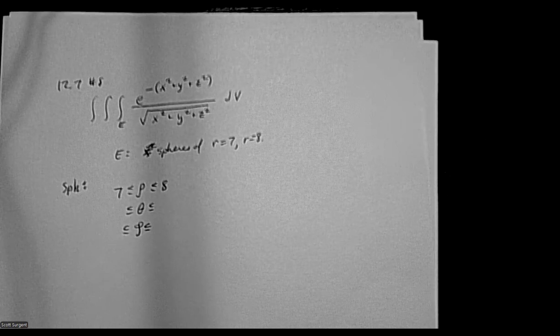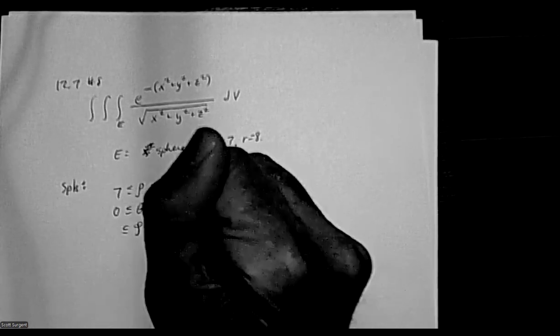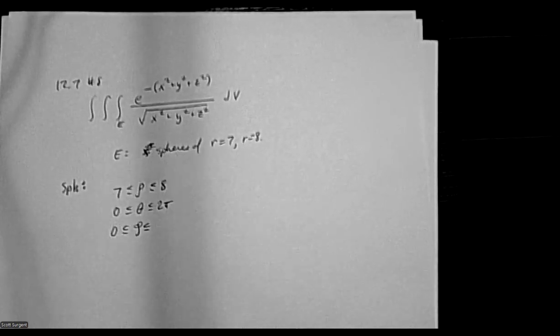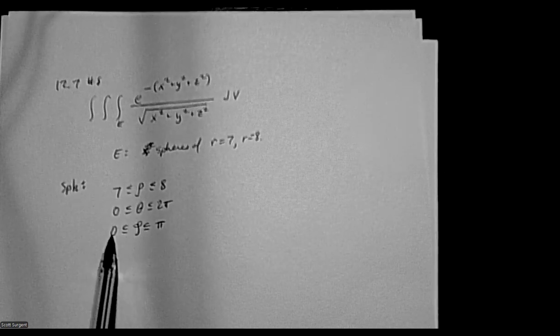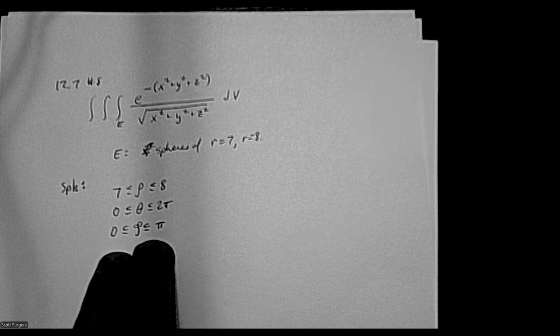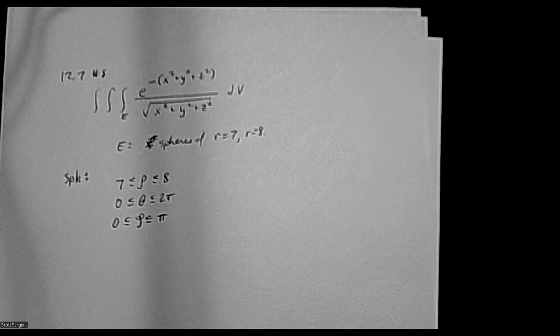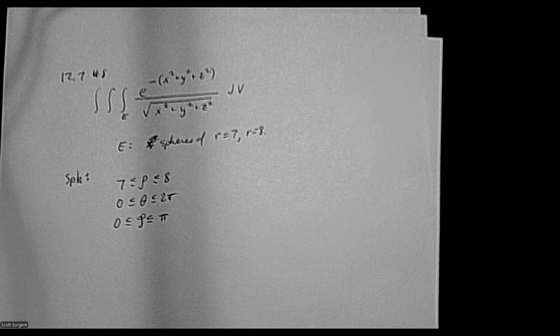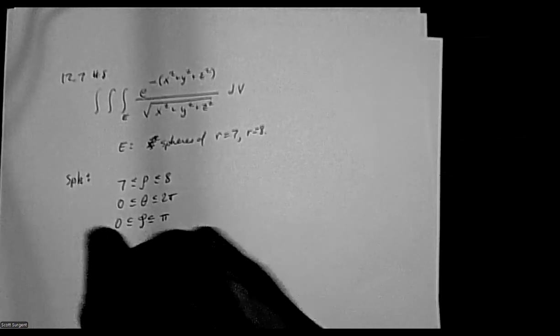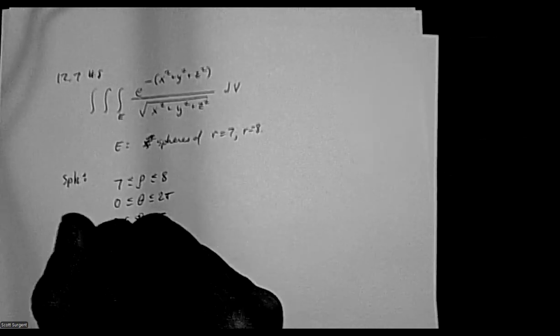Since it's a full sphere, theta is 0 to 2 pi, and phi is 0 to pi, because phi is like the North Pole to the South Pole. 0 is the North Pole, pi is the South Pole, the equator that would be on the XY plane would be pi halves. So it's nice that you have constant bounds. And then, let's see what we got going on here. So it looks like a mess, but it's actually not that bad.